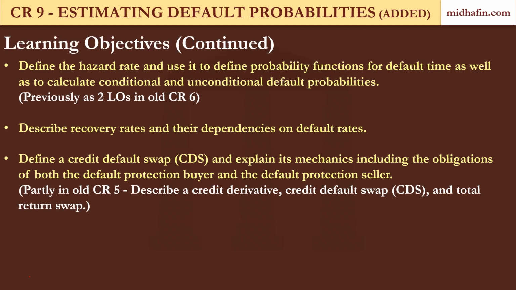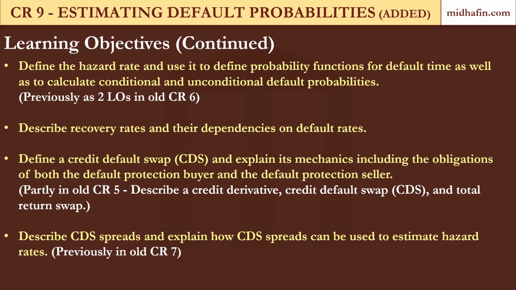And this definition of CDS, explaining its mechanics and all, it was there partly in old CR5, where the learning objective was describing a credit derivative, credit default swaps, and total return swap. So again, if you see the new chapters which have been added, many of the candidates appearing for the exam were quite worried when the curriculum was overhauled. They mentioned that they'll have to do the credit risk part once again. Some of them missed the passing score maybe by one or two questions, probably judging by their quartiles. So they don't need to worry that much because there are many learning objectives which are quite in line with whatever they have done earlier.